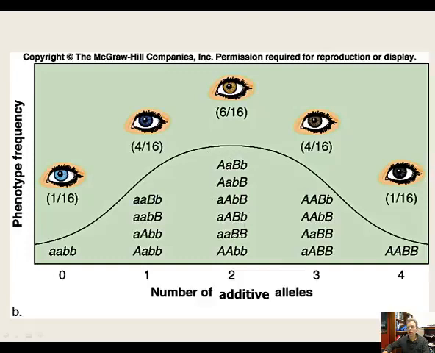Again, it's because there are the most ways that two additive alleles can be used in combination. For example, in this case, there are 6 different combinations that can give you 2 additive alleles: big A and big B, or 2 big Bs or 2 big As. The extremes have only one possible way that their genotypes could give you that phenotype. For example, dark eyes would only result from 4 additive alleles, whereas blue eyes would only result from no additive alleles.